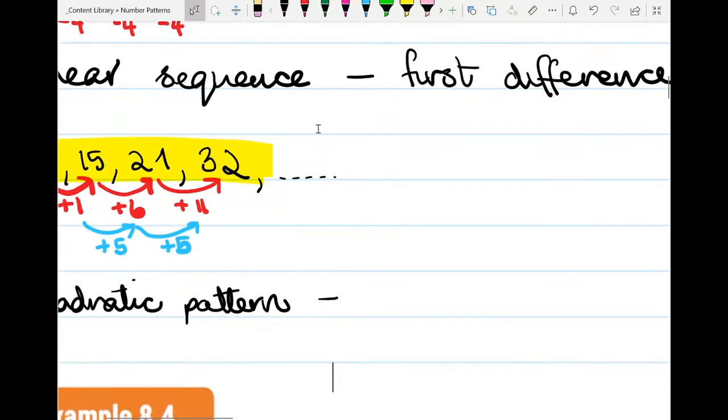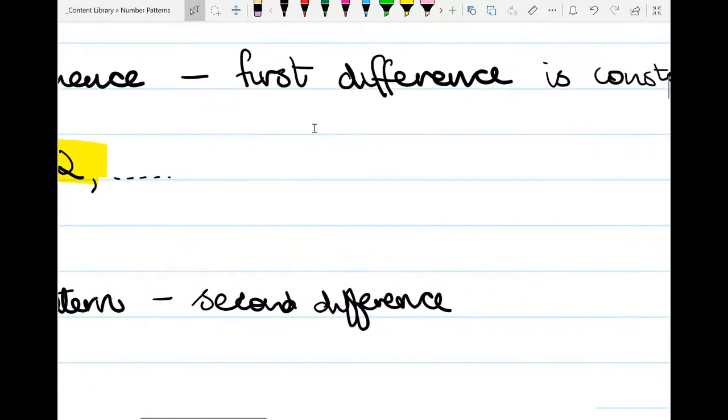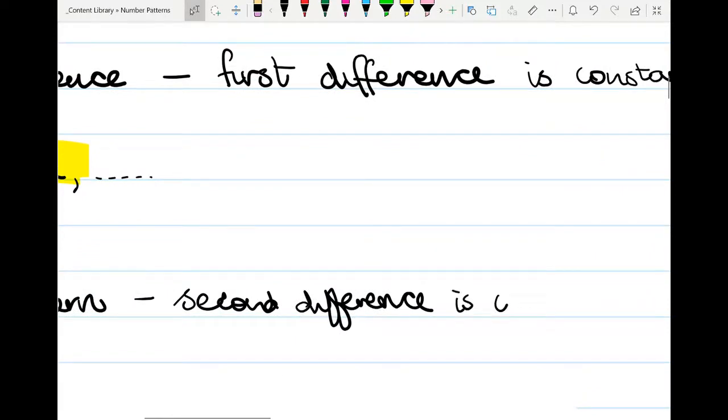And the way we say that is the second difference is constant. So I've shown my work here with my +1, +6, +11 and the +5s, and I'm giving my explanation. And this is the minimum that's required.